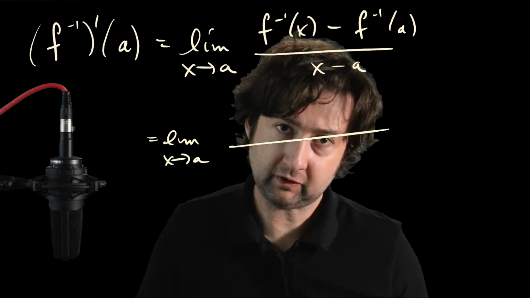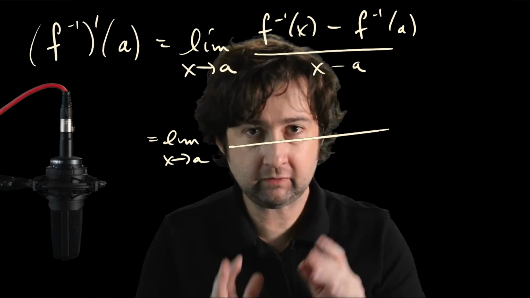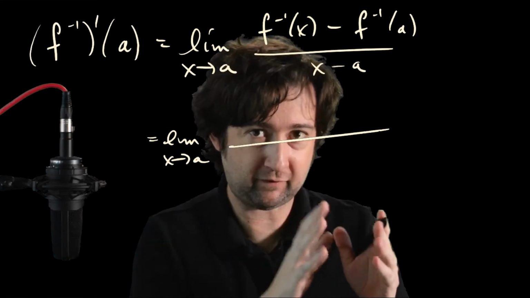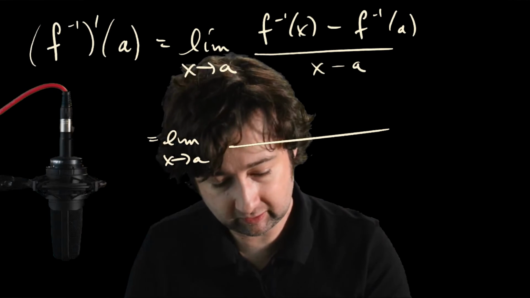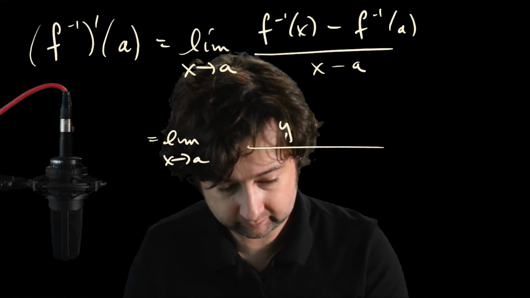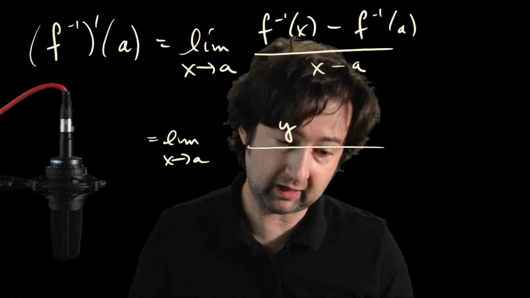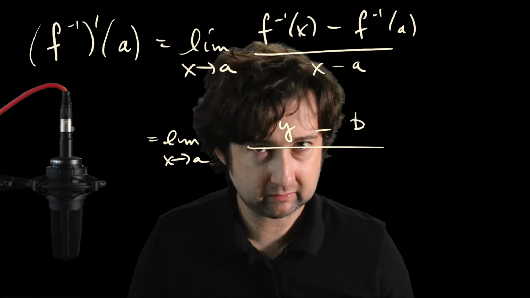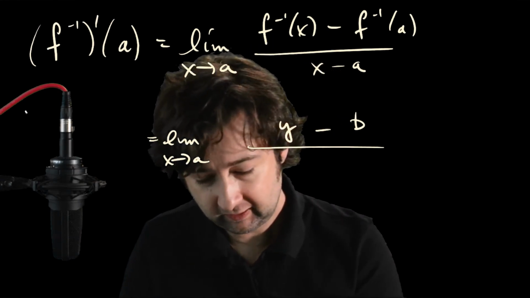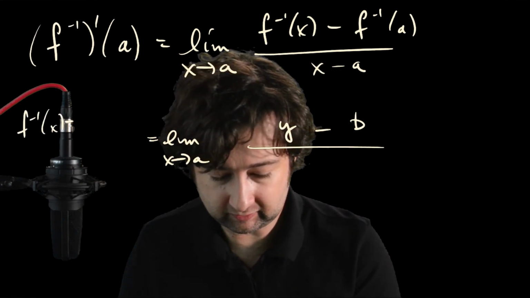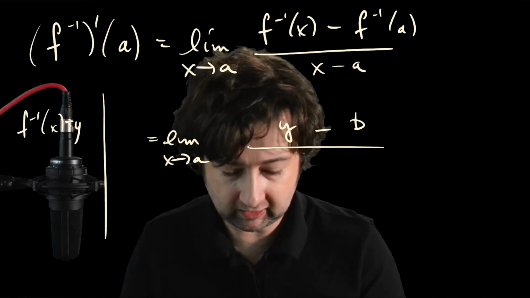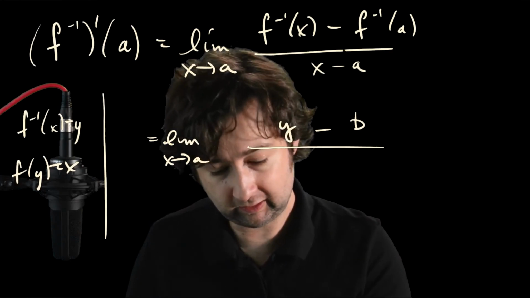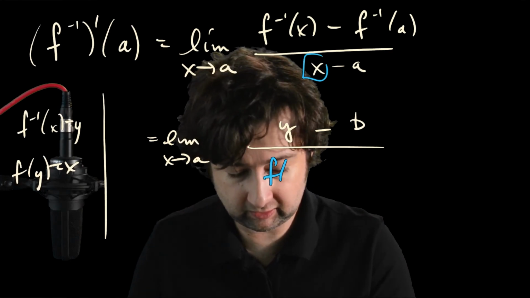What could I replace f inverse of x with? Well, f inverse of x is a y value, and that y value has the property that f of y is equal to x. So I'm just going to call that point y. What is f inverse of A? Well, I've called that point B. What is x? Well, remember that if f inverse of x is equal to y, then it must be the case that f of y was equal to x. So I can take out this x and I can substitute in an f of y.